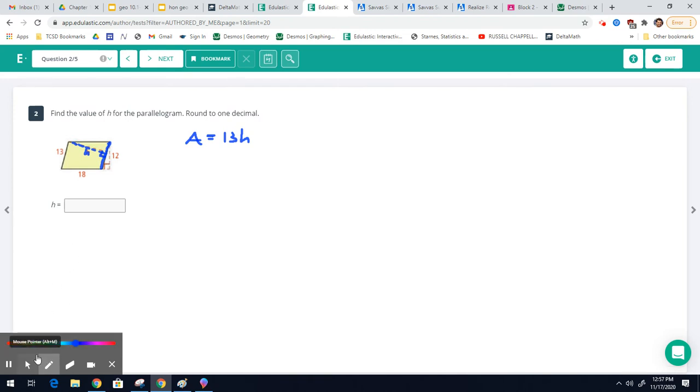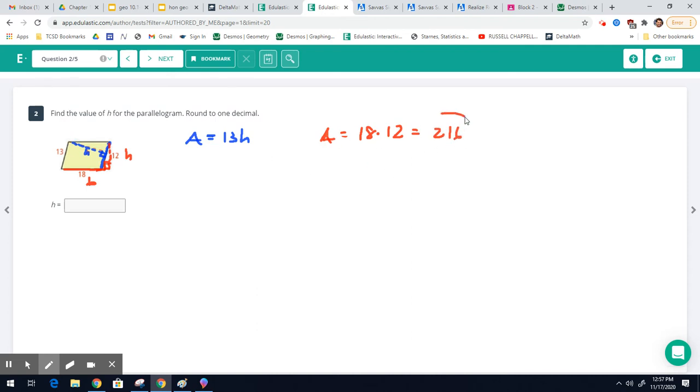Well, what about the other base height pair? This 12 is another height perpendicular to the extension of this bottom side, this base. So now we can use 18 as the base. And we can also calculate the area of this parallelogram by using 18 times 12. And now we can find the area. 18 times 12 is 216.